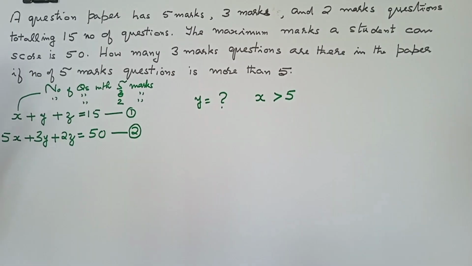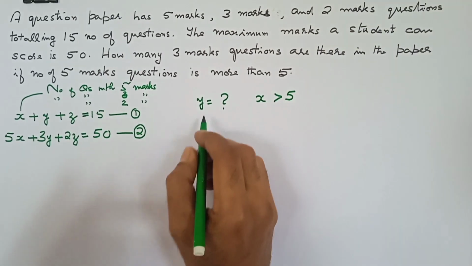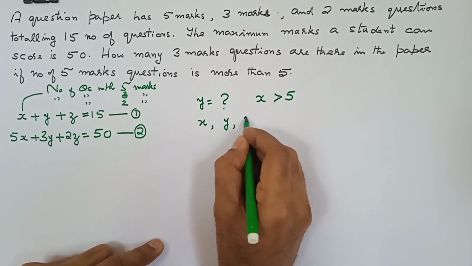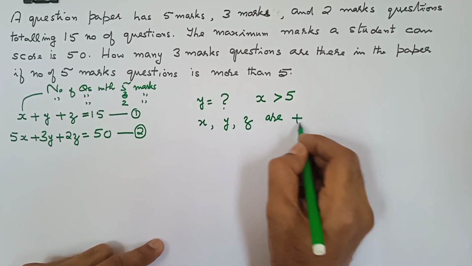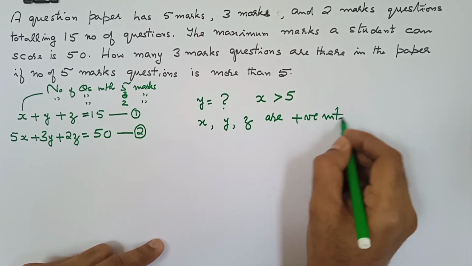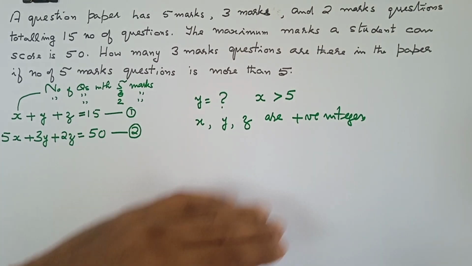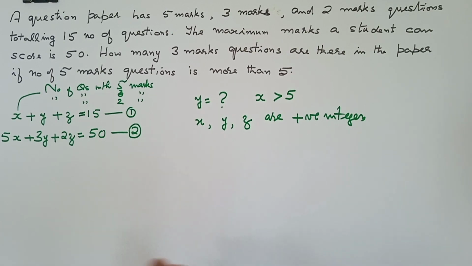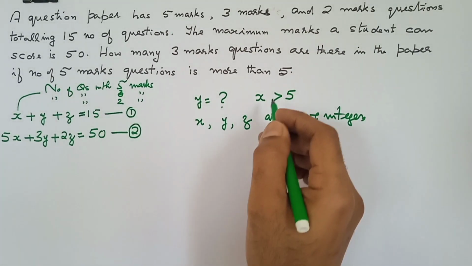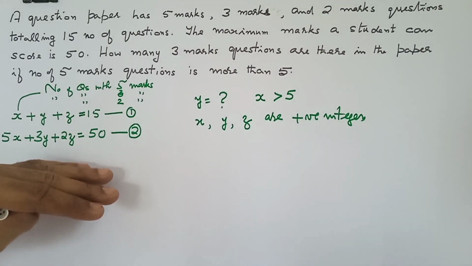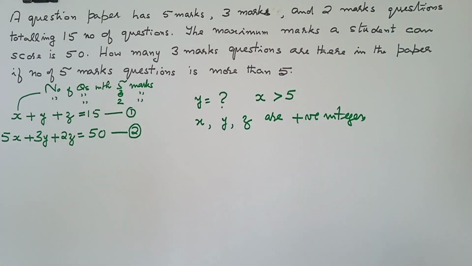One more thing you can infer from the problem. These variables stand for what? Number of questions. Number of questions means x, y, z are positive integers. Positive integers means numbers like 1, 2, 3. Generally, when writing a system of equations, the variables stand for all kinds of numbers. But in this particular case, the variables stand for positive integers. So that's another condition hidden in the problem. So we are going to make use of all these conditions in place of one more equation which we needed here. And let's see whether we can find a unique value for y.